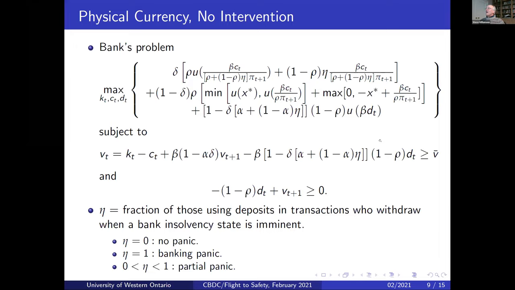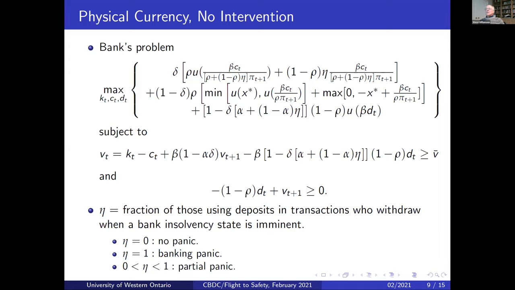Yep. A clarifying question, Steve. In the bank's problem, are you ruling out suspension contracts, or would it be pointless in this environment to have something like a suspension? You don't gain anything from suspension here. Okay, thank you.